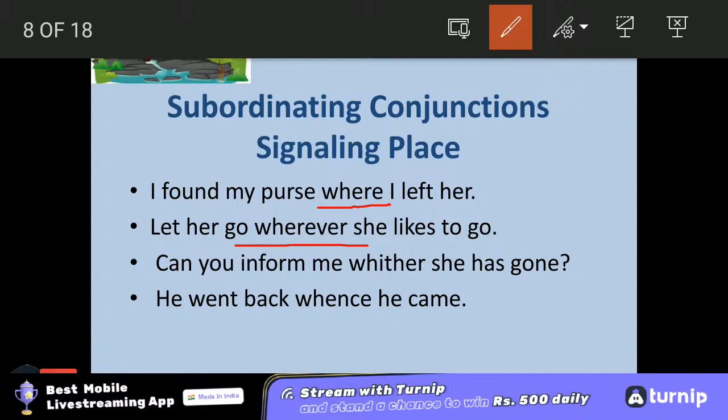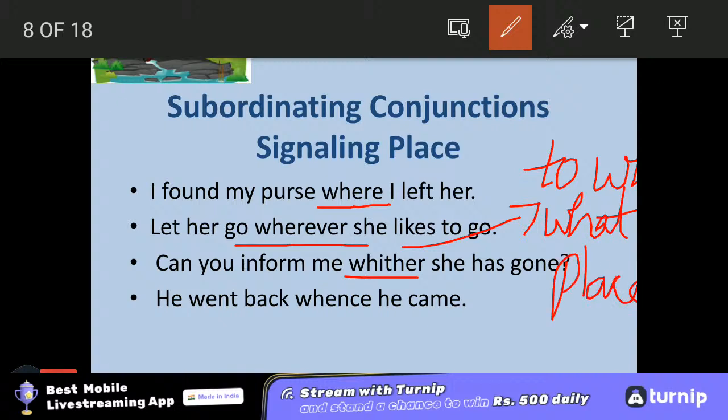Next, can you inform me whither she has gone? Now see students, whither is a new word and you might not even know it. Whither का मतलब क्या होता है and कहाँ पे use होता है? Whither stands for to what place. Whither basically means to what place. Can you inform me to what place she has gone? So we cannot use the entire 2-3 words कि कहाँ गई है. For that case we will be using whither.